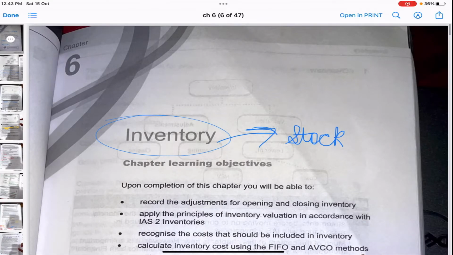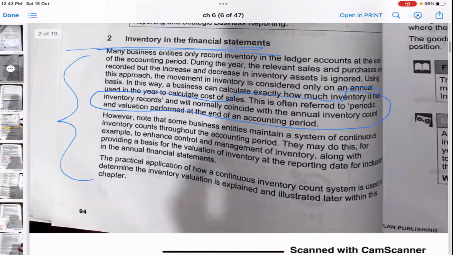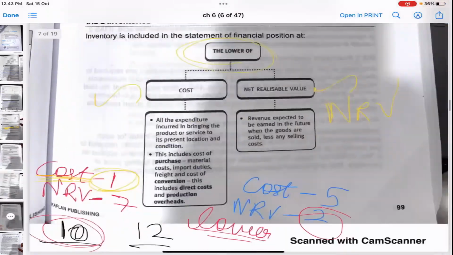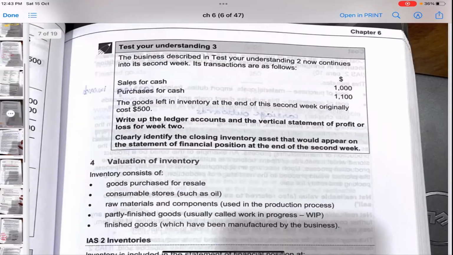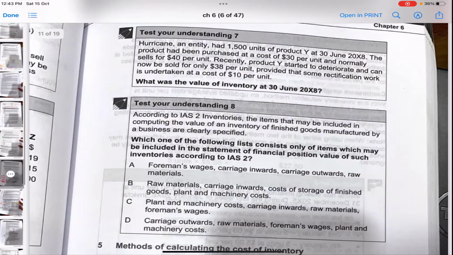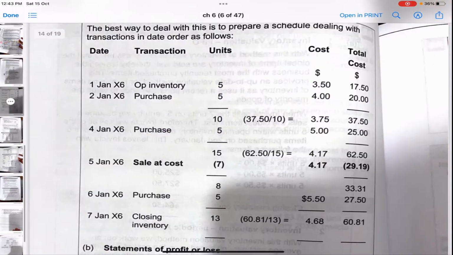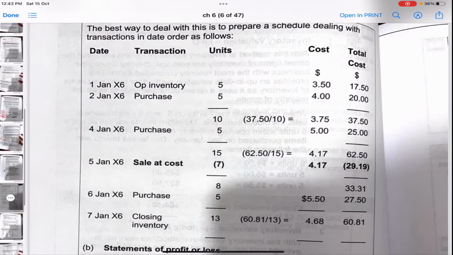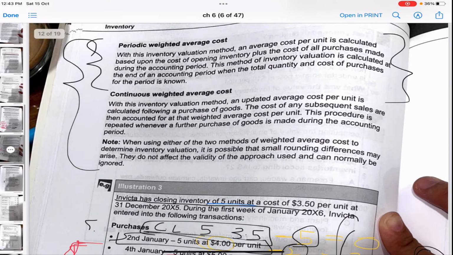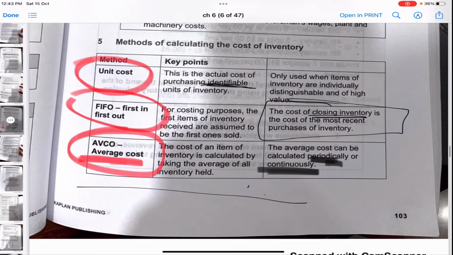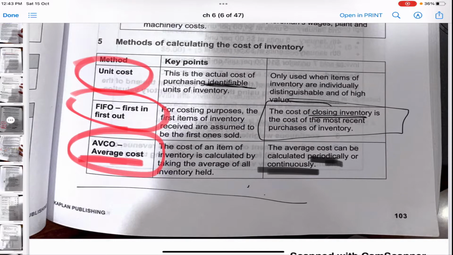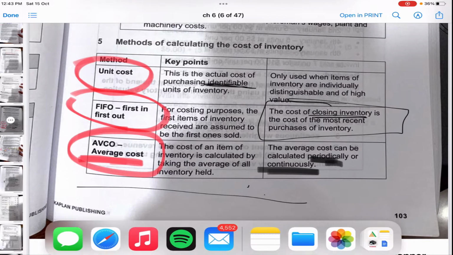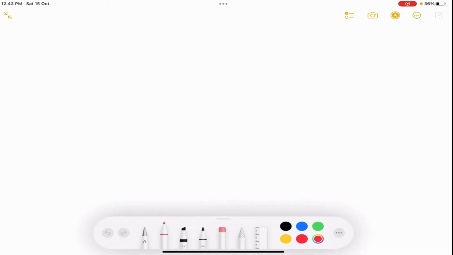Okay, so in the previous video we had done half of the chapter. Now let's come to the numerical part of the lesson. So we had done till the methods of calculating. So we have to start from here. Okay, so let's start with it. So now we are going to see the methods of calculating the cost of inventory. So let's discuss them. How do you calculate the cost of inventory?